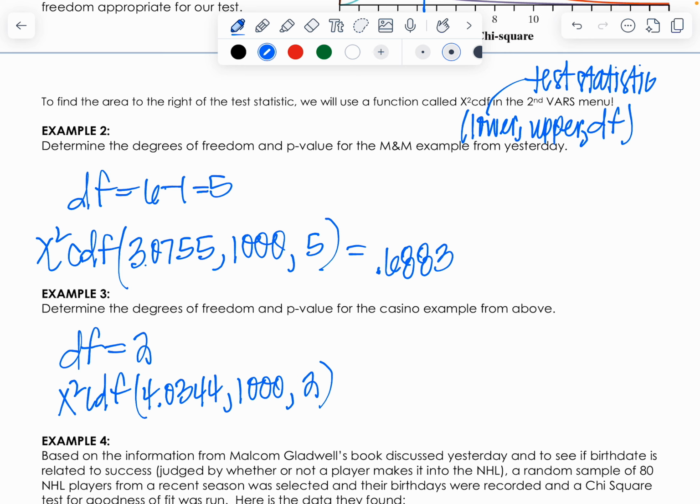And so 4.0344 to 1,000. Oops. 2 degrees of freedom. We get a p-value of 0.133, which is also, well, 0.1330. So yeah, 0.133. Also kind of high, right? So on both of these cases, we're starting to see we maybe don't have enough evidence to disprove the claimed distribution that is given. So that's just sort of, I'm previewing something that we will see in the coming days or even tomorrow. But that is how we would do those examples.